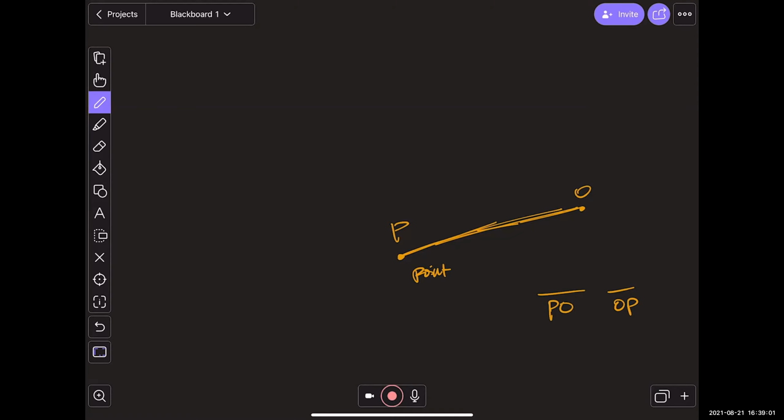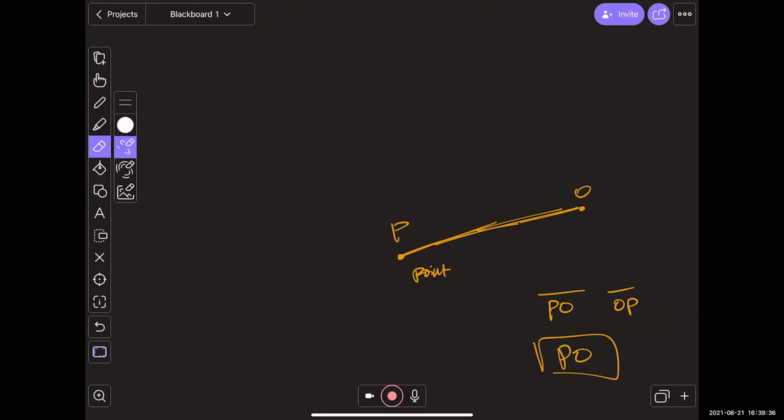But it doesn't really matter where you start and where you end, because a line segment has exactly 2 endpoints, and a line segment has a set length, a set distance. The length right here is what we would call the length of PO. But how would we denote the length of PO instead? In order to talk about the length of PO, we just write it without this line up here. We just write PO alone. This refers to the length between the points P and O.